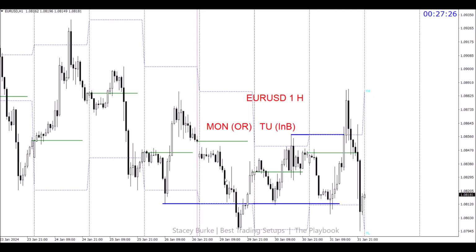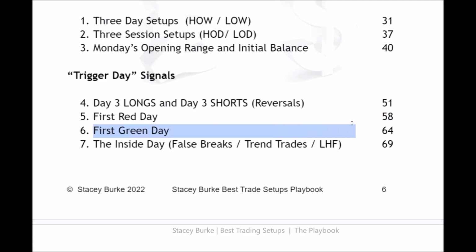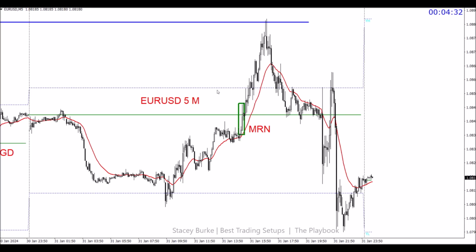We have a market that may now be potentially offering us a reversal signal, and also we have a first green day setup potentially. First green day is an opportunity that we go over on page 64, but that also correlates with our day 1, day 2, potentially a day 3 parabolic opportunity now for a day 0 trade setup. We have our major red news and the reversal.